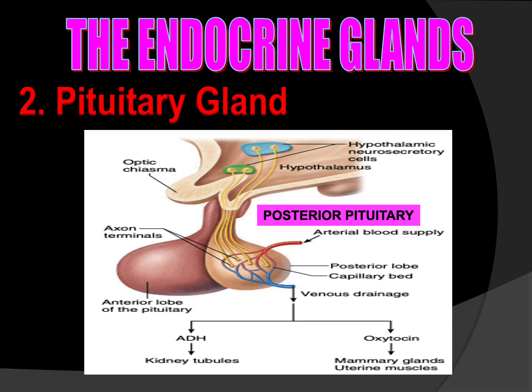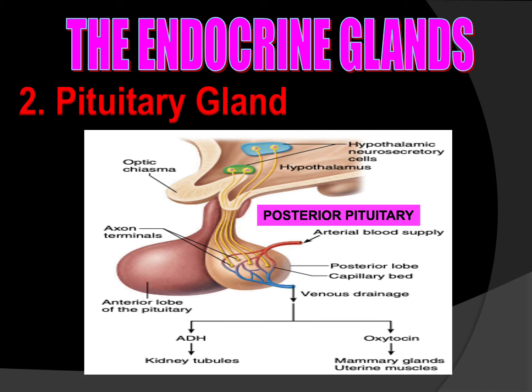Next is the posterior pituitary gland. Dalawa lang ang hormones na sinesecrete niya. It's the antidiuretic hormone and oxytocin. Ano ang target organ ng antidiuretic hormone? It's the kidneys. It allows the inhibition of urine production. Diuresis means urine production. So if it is anti, it means it inhibits urine production. Therefore, the kidneys reabsorbs more water.